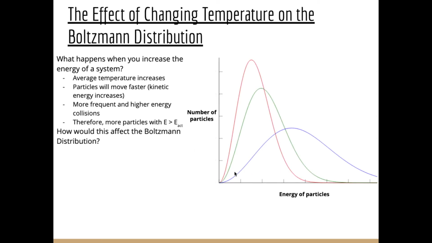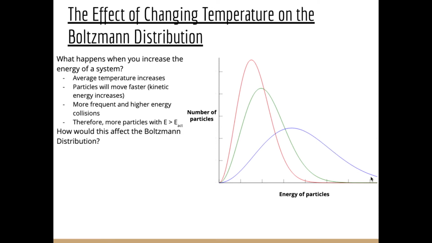So I've got three Boltzmann distributions here. Let's say I had my initial temperature of my reaction being this green Boltzmann distribution. If I were to increase the temperature of that chemical reaction, we would see that a proportion of the particles will have more energy than they had before. So if I were to increase the temperature of the system, my Boltzmann distribution would sort of flatten out and the peak would shift to the right, and we would end up with a curve like that.